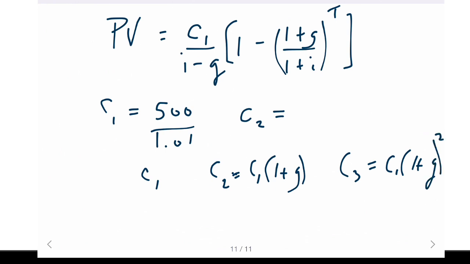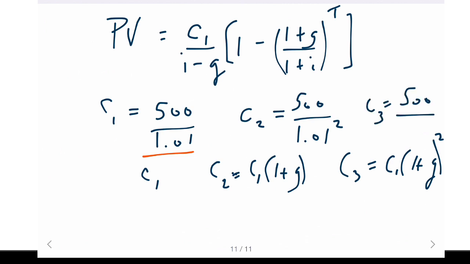But we don't have that. We have 500 divided by 1.01. We have then 500 divided by 1.01 squared. And then the next one is 500 over 1.01 cubed.